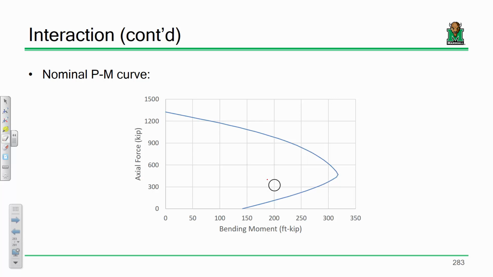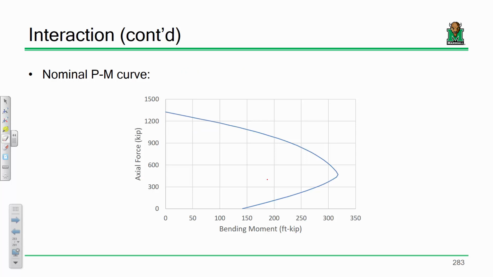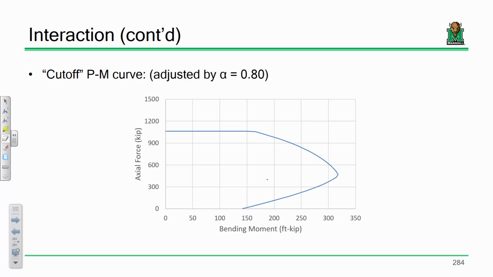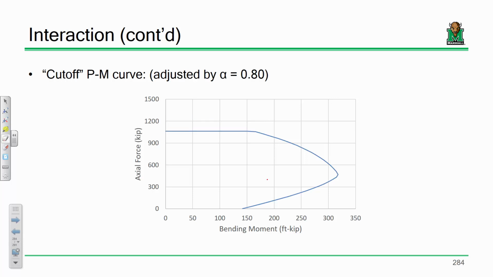Now, for practical purposes, there's a couple things that we need to do. I want you to pay attention to this. So here's the nominal curve. Here's what I'm calling my cutoff curve. Y'all see this and this? And what's happening is I'm adjusting that by an alpha value of 0.8. The way that we handle that is we basically say, I don't care what this says. Accidental eccentricity says that the capacity cannot go above 80% of the theoretical axial load. So any value that's over 80%, we just cut that off. Okay? Everybody okay with this?